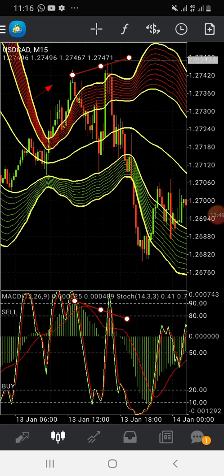I am not a financial advisor. I am not registered as a financial advisor. That's a disclaimer. Forex trading is risky.